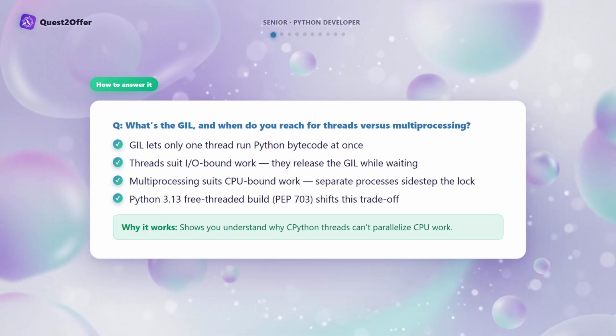Though Python 3.13's optional free-threaded build, PEP 703, now removes the GIL and is shifting this trade-off.